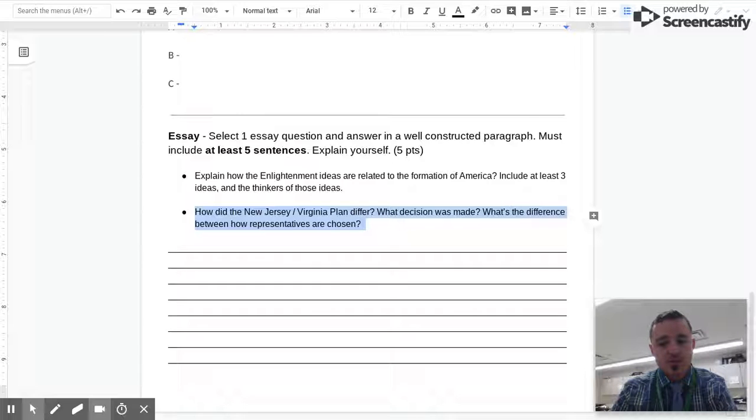What decision was made? We had the Great Compromise. During the Great Compromise, we got the House of Representatives and the Senate. The House of Representatives is based on a state's population. That's how many representatives they get. The Senate is equal amongst every state. Every state gets 2. There was also the 3/5 compromise in there on how we should deal with slaves.